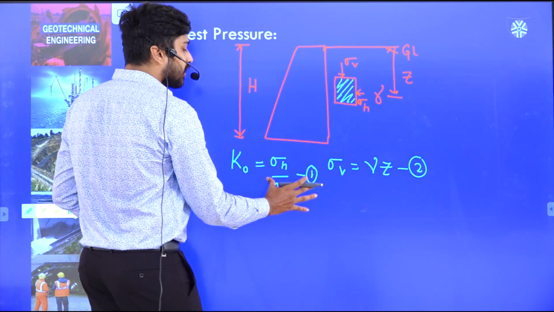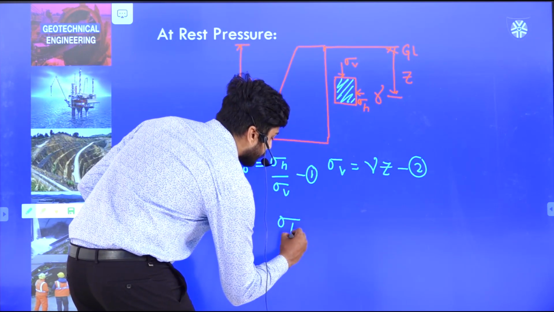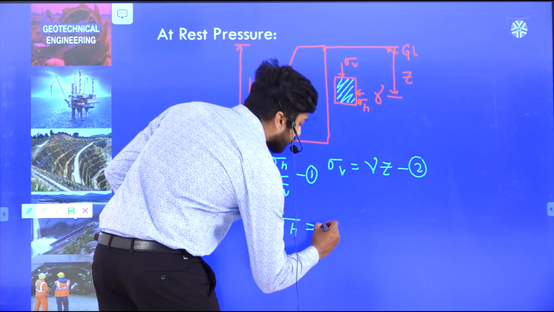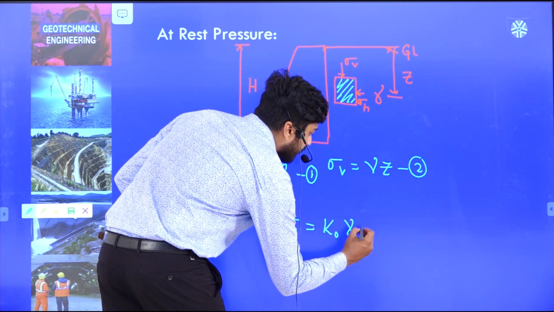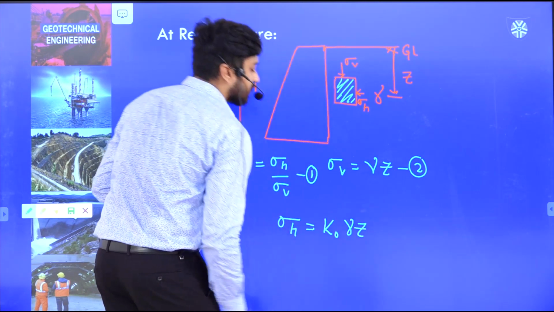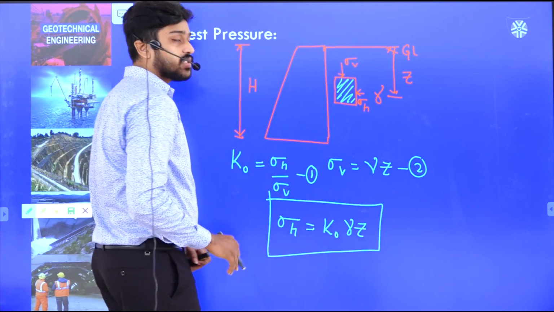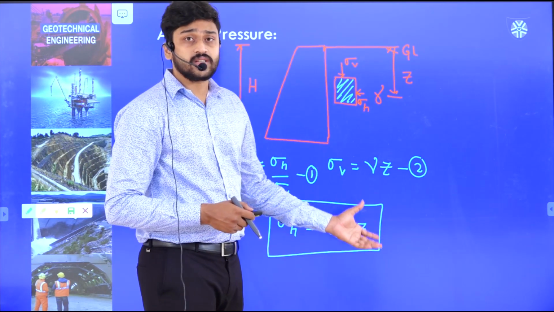So from these two equations I can simply write sigma h is equal to sigma v into k naught. That is k naught into sigma v, where sigma v is gamma into depth z. So this is my lateral earth pressure at rest condition.